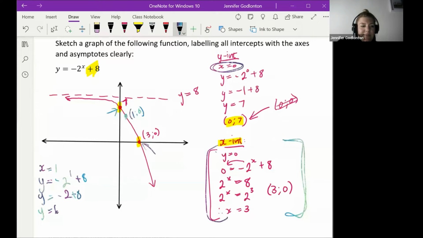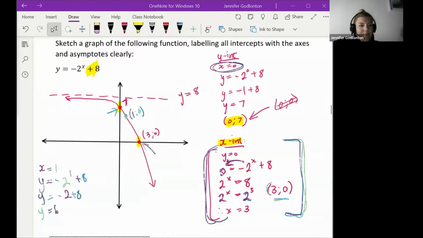So all I'm doing to find x over here is I've made y equal to 0. So I've said 0 is equal to negative 2 to the power of x plus 8. Because it was negative 2 to the power of x, I moved it over so that it became positive, because that just makes it easier to work with. So I've got 2 to the power of x equals 8, which is just an exponential equation. I want my bases to be the same. So 2 to the power of 3, which is 8, which means my exponents are the same. So I've got x equals 3 and 0.